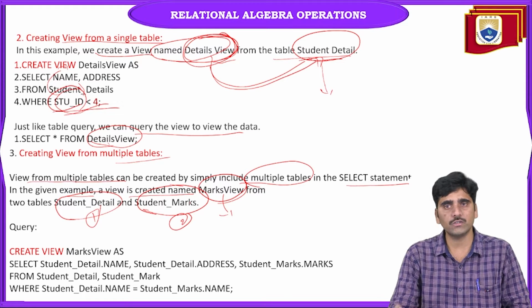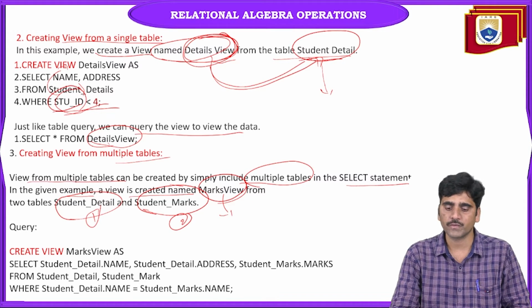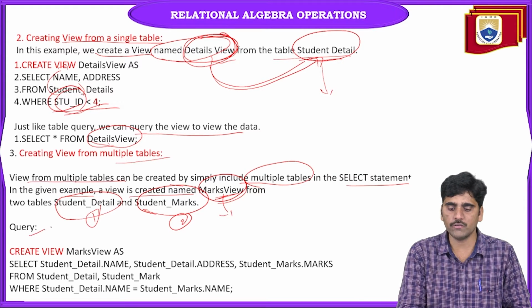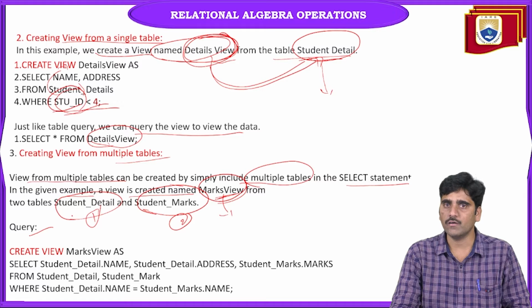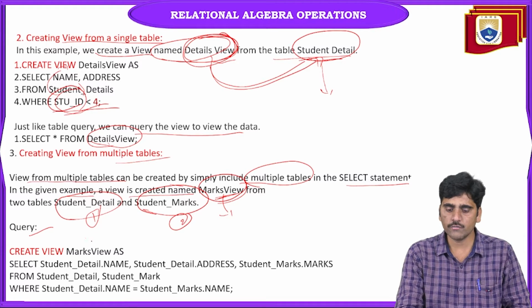So student_details is the first table. Student_marks is the second table. From these two tables, I am going to create a view called marks view. The view name is marks view. So we'll see here how we can write the query for creating a view from multiple tables. See here: create view marks view. This is the view name.